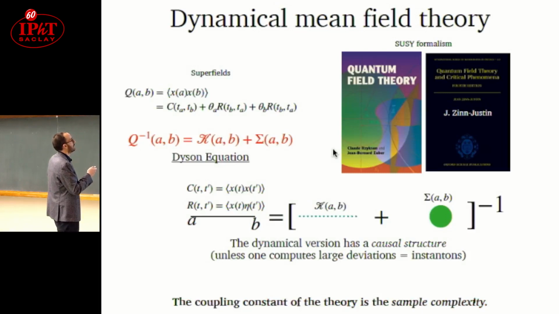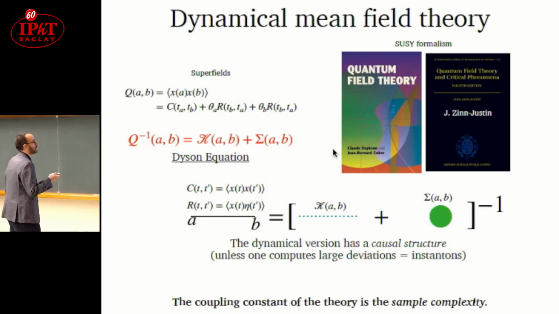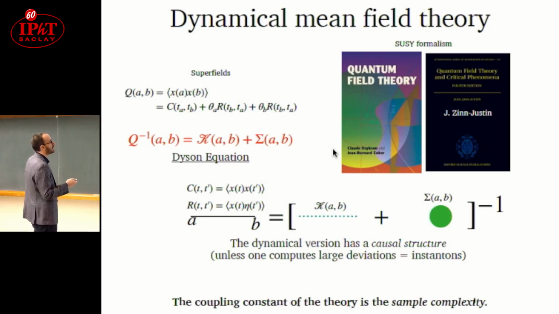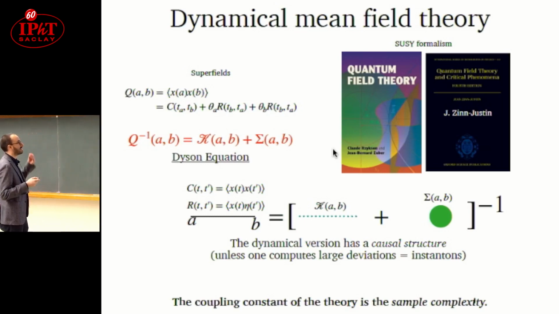So you have some two-point correlation functions that encode both correlation and response functions. And this two-point correlation function satisfies a Dyson equation, and the books where I learned all this when I was a student in Rome were these two that you recognize. This Dyson equation depends on some kinetic term, and then you have some self-energy. And this self-energy is proportional to a coupling constant, and what is the coupling constant here is the sample complexity. So how many data points you have per degree of freedom.